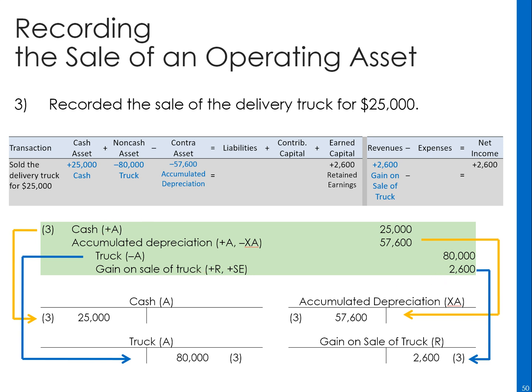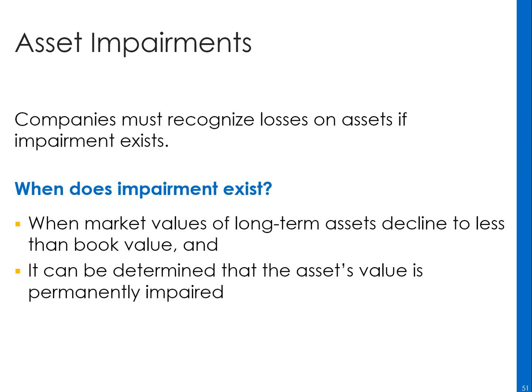This is typically how we record sales. If we have a loss, we debit loss. Okay, that's the sale of an operating asset. And for all these PP assets, operating assets, we must also recognize losses if the assets are impaired. So what does it mean if an asset is impaired? When those assets cannot provide us with the intended future benefit, we say the asset is impaired.